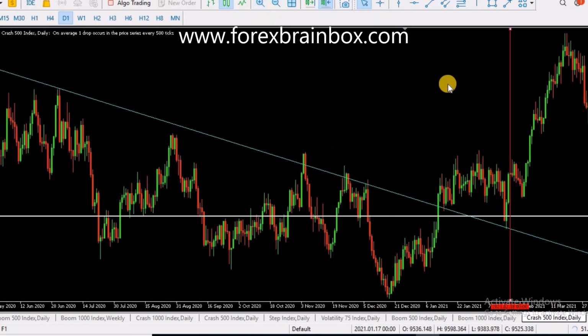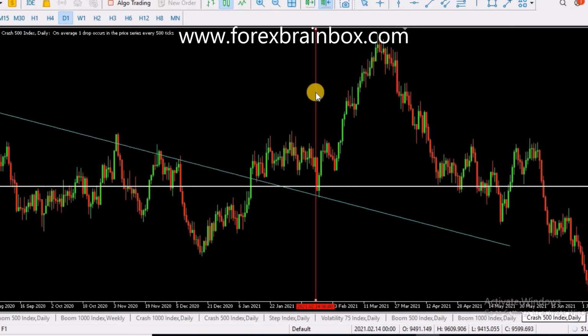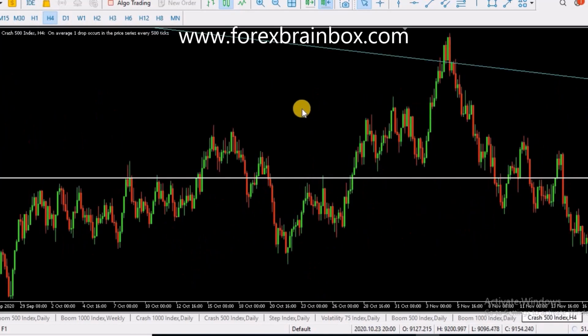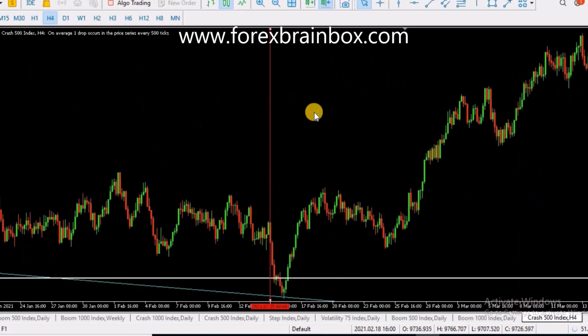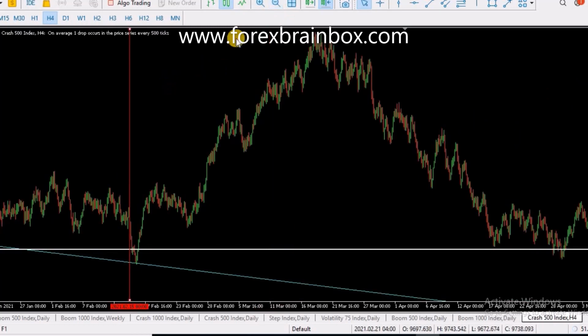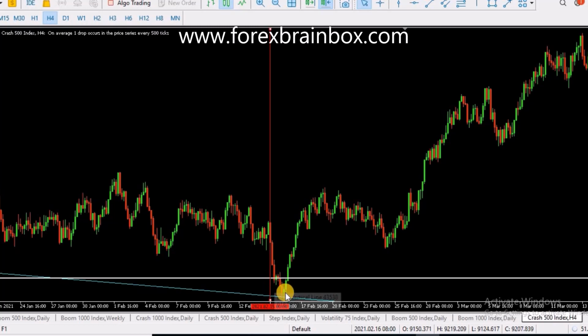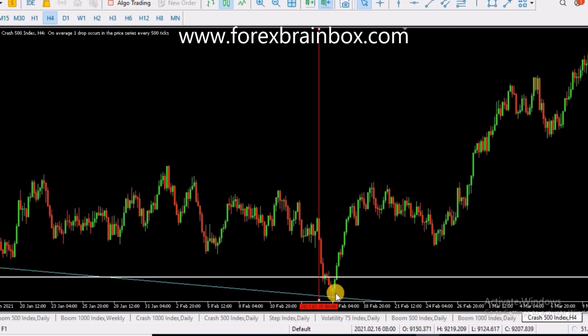Remember, you don't place your trade on a daily chart. Go to a lower time frame. You can go as low as 1 hour, depending on what you're looking for. In this case, I went on a 4-hour chart, and guess what I saw here? I saw a pin bar hammer.